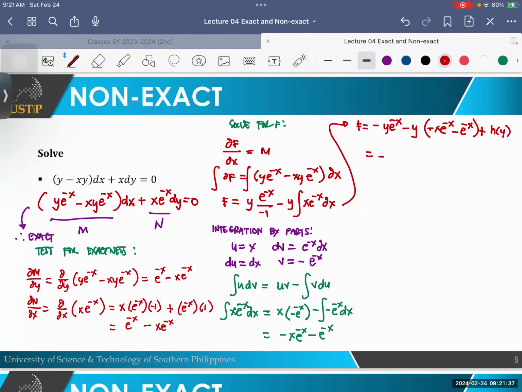Okay, simplify, class: negative y e to the negative x minus y. Distribute the y, class. When we distribute the y, what will happen here? It will become positive. Plus y. I just rewrote x as plus xy e to the negative x. Okay? Plus y again. Minus minus is plus, so plus y e to the negative x plus h of y.